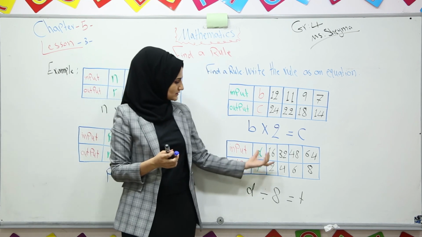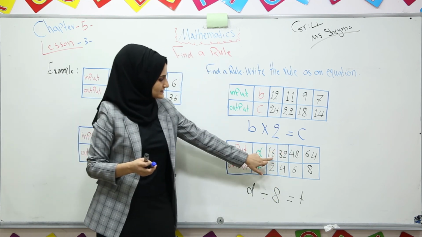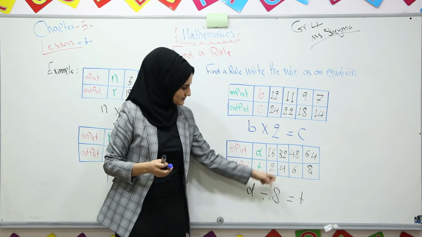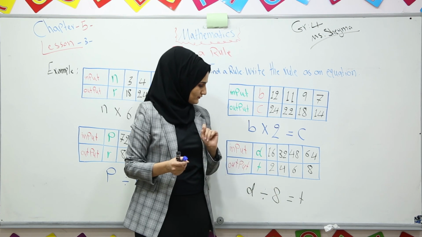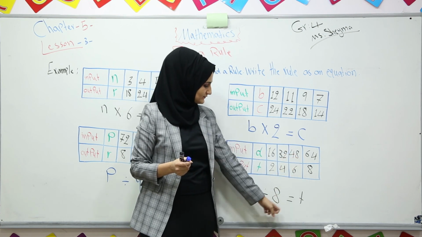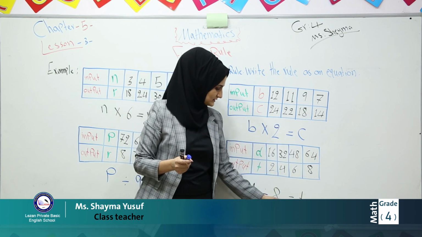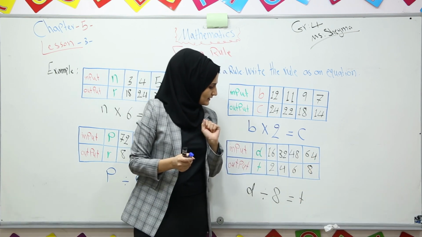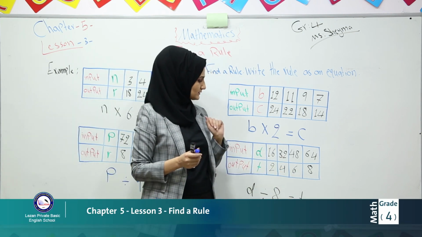So let's test this equation on each pair that we have. 16 divided by 8 is equal to 2, that's right. 32 divided by 8 is equal to 4, that's right. 48 divided by 8 is equal to 6, that's right. 64 divided by 8 is equal to 8. That's right. So this is the rule for this input box.